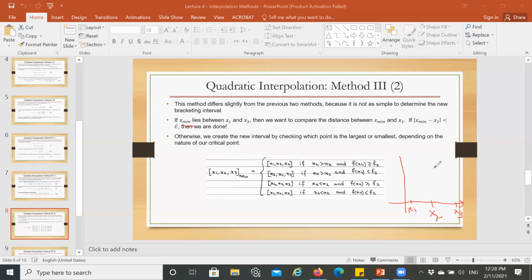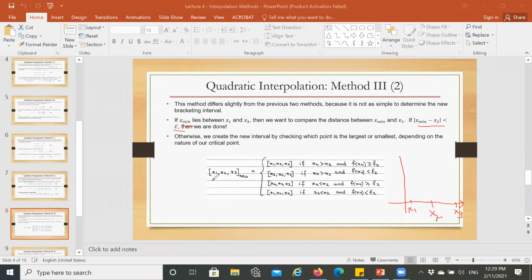If the distance between these 2 points, x min and x2, is very, very small, then we are done, because the functional values will obviously be very close as well. But if the distance between the x min that you have found and x2 is not very small, then you have 4 cases that you have to compare.